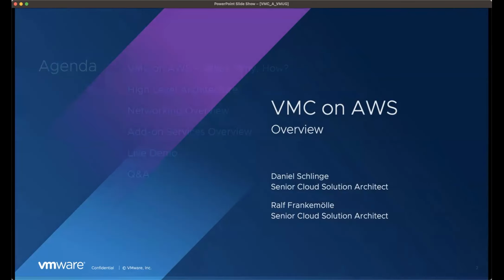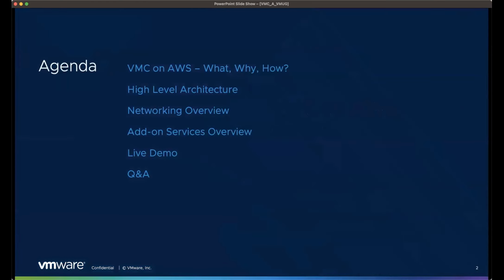Now it's working. So in terms of agenda, we got VMC on AWS, what, why, and how. So what is it, what we're doing there, why are we doing it, and how are we doing that? Then a quick glance at the high-level architecture. So what is the service made up of? Some networking overview, because whenever we are talking about cloud, be that public, hybrid, or multi-cloud, networking becomes important and, well, at times somewhat complex.